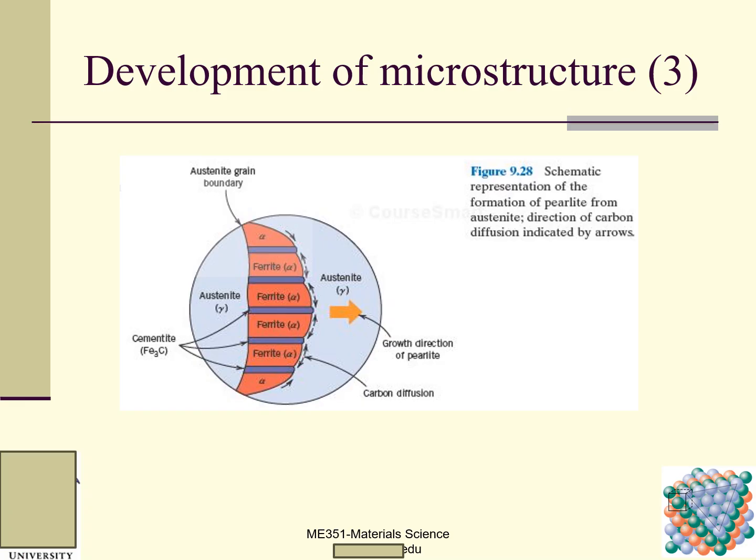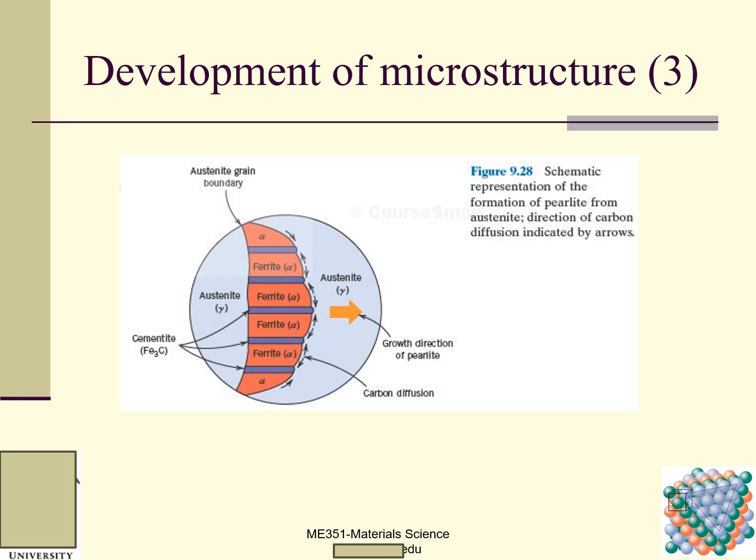So this is the development of microstructure. Here is austenite. You can see this austenite, and here is the growth direction of pearlite, and these are the two layers. This is the austenite boundary. This is cementite, and this is the carbon diffusion.